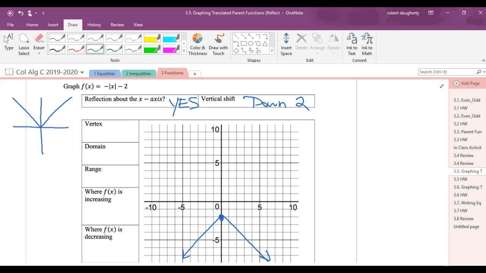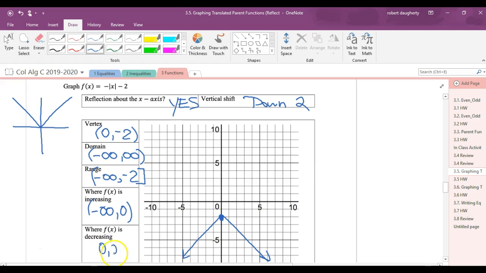What's the vertex of this guy? Yeah, 0, negative 2. What is the domain? Yeah, negative infinity to infinity. What's the range? Negative infinity up to where? -2. So on the y-axis, I start at negative infinity and I stop getting values at -2. Where is this thing increasing? Yeah, as I travel from left to right, it increases from negative infinity to, no. Travel from left to right. Negative infinity to 0. I'm on the x-axis. So negative infinity to 0, and then it decreases from 0 to infinity.